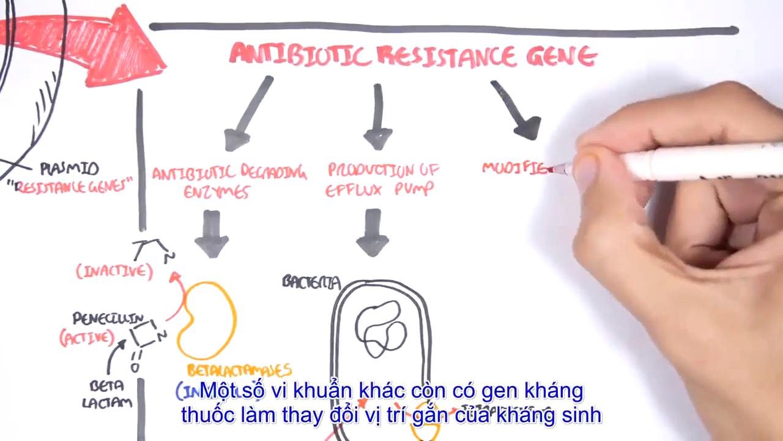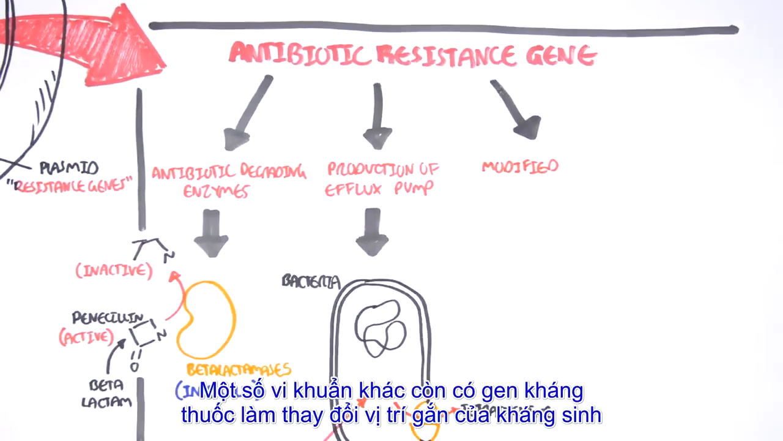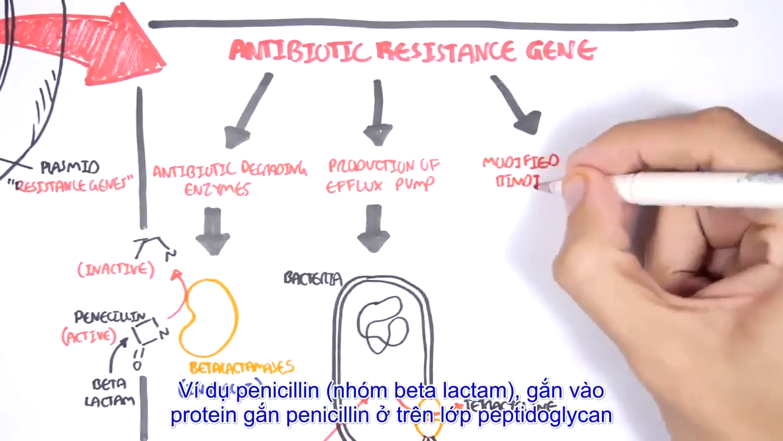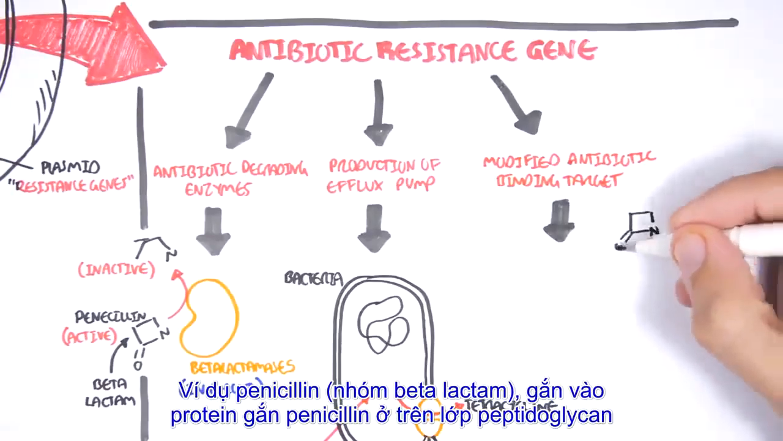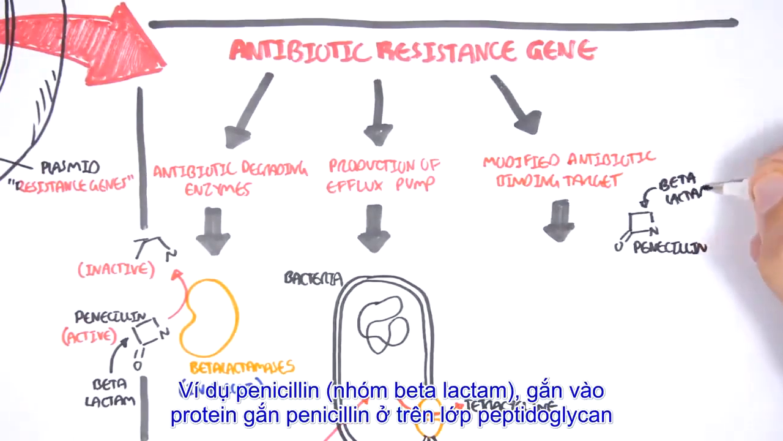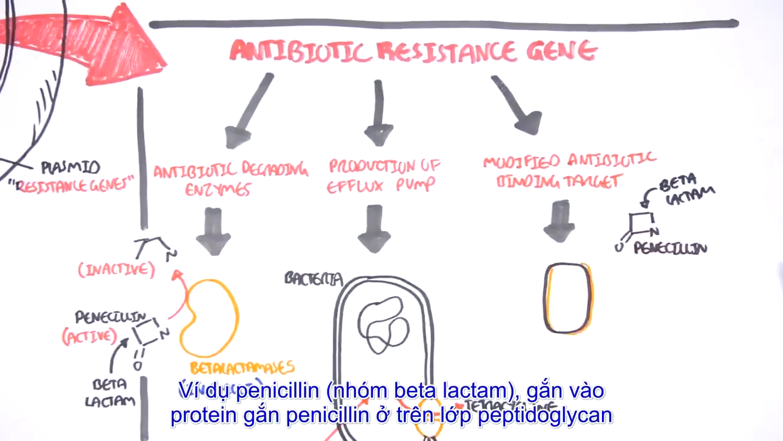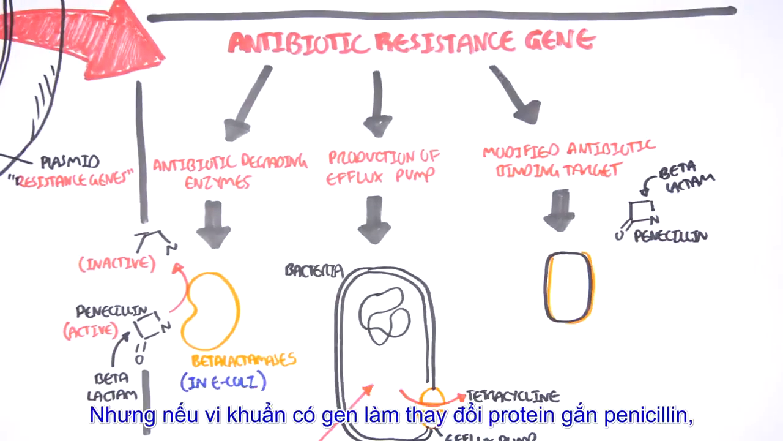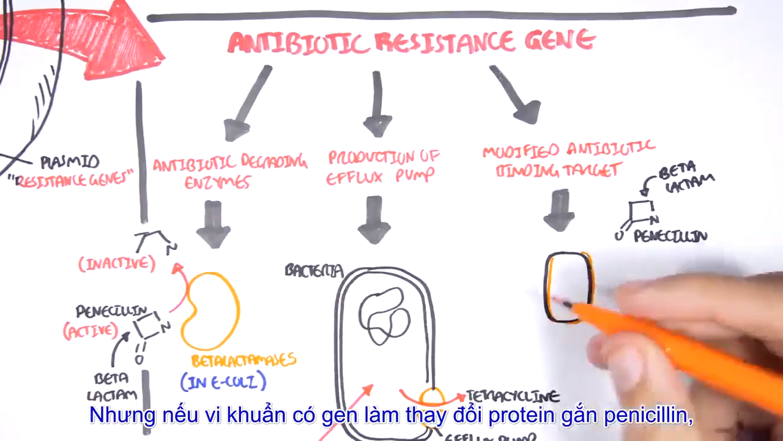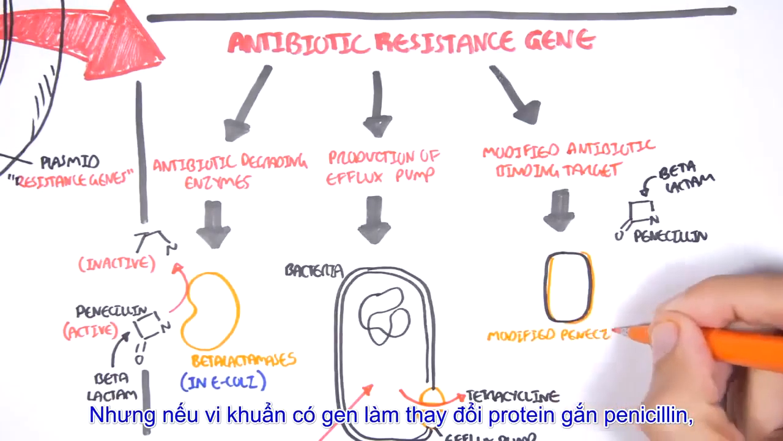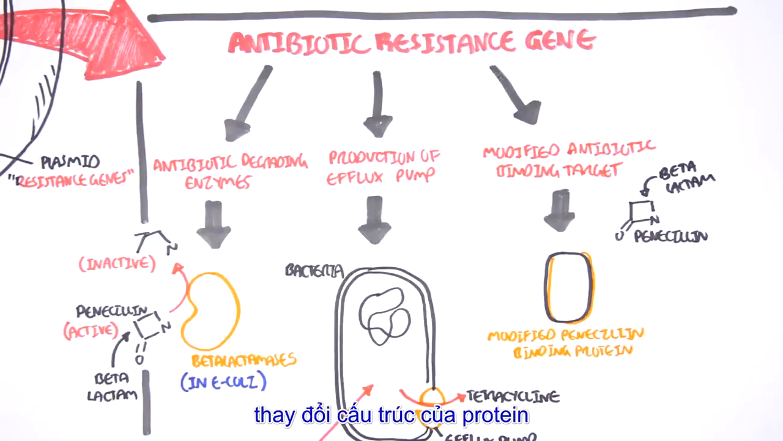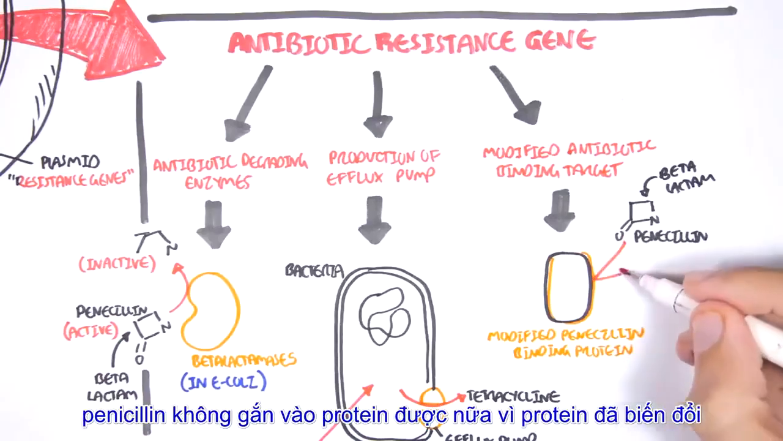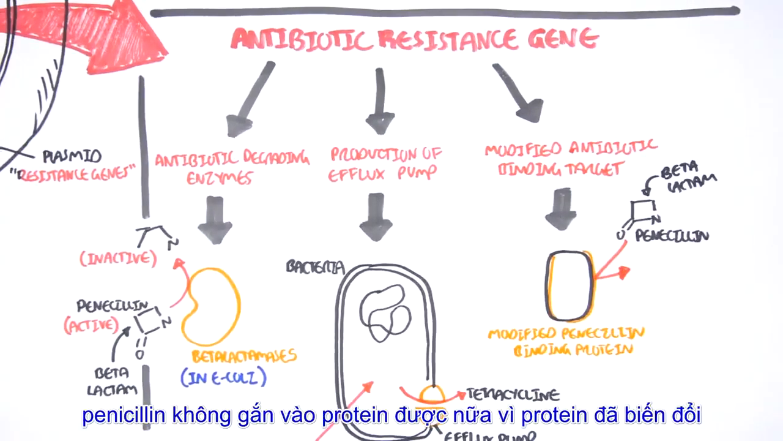Some other bacteria also have the resistant genes to modify the antibiotic binding target. For example, penicillin, which is a beta-lactam, remember, targets penicillin binding proteins, which are found in the peptidoglycan layer of the bacteria. However, if the bacteria has the genes to modify the penicillin binding proteins, basically changing the structure of the protein, the penicillin is unable to bind to the protein anymore because the protein has changed.